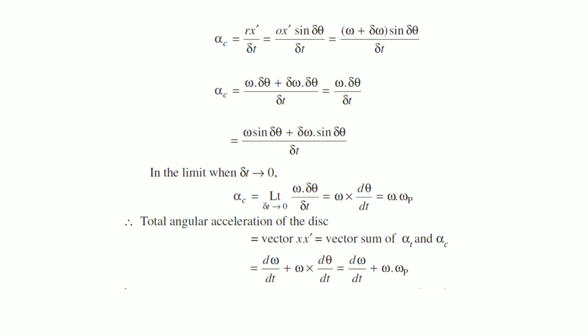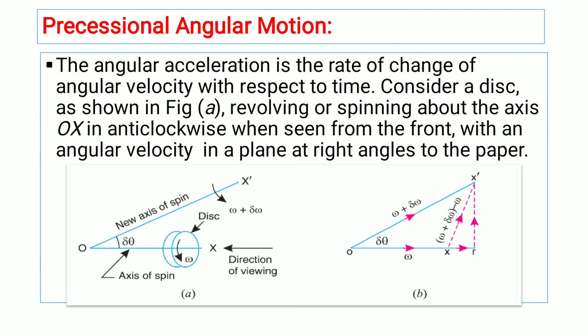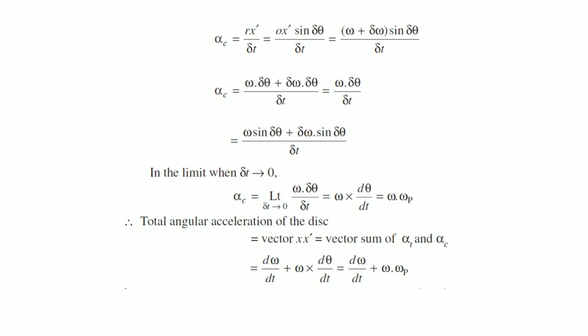So there are two components of acceleration, one is alpha t and another is alpha c. So alpha c is rx dash, so here one is xr, another one is rx dash. So we have discussed rx dash, now xr. So rx dash upon delta t.